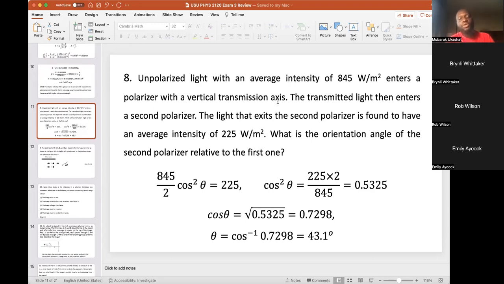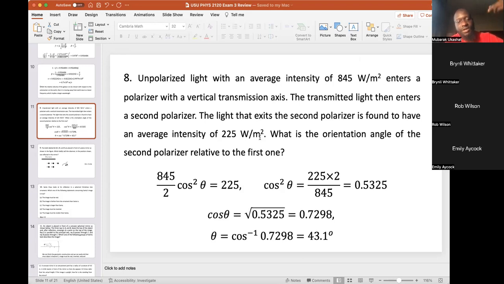Okay, so we all know the trick. The drill here is very simple. When you pass the first polarizer, your intensity becomes half. So the transmitted light is 845 divided by 2. Now, when this transmitted light, this 845 divided by 2, enters a second polarizer, that is when we use the Malus law.